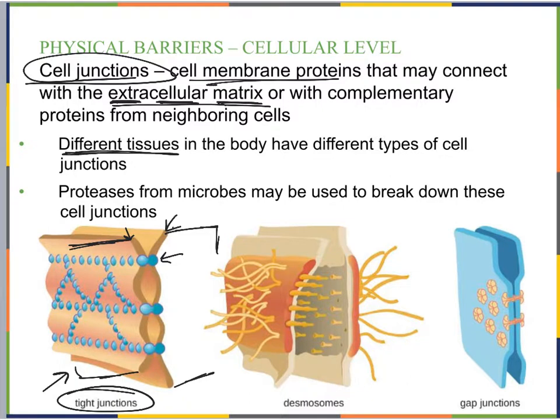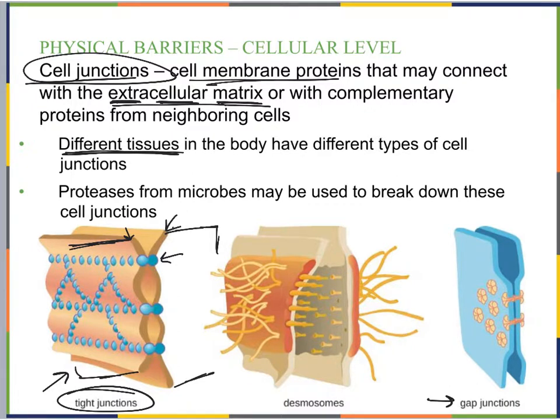Different tissues in the body have different types of cell junctions, and this is really going to be based on the function of that tissue. So, for example, on the skin, we need something like a tight junction. We don't want the skin to rip or tear as it can easily be pushed and moved around. But in some other areas where we want things to be a little bit more fluid, or we need things to move from one cell to another, we might use something like these gap junctions.